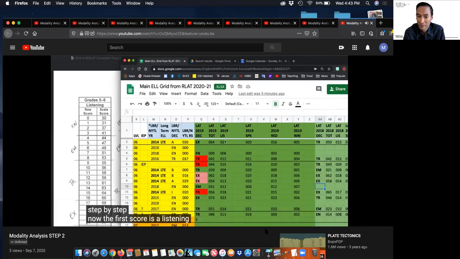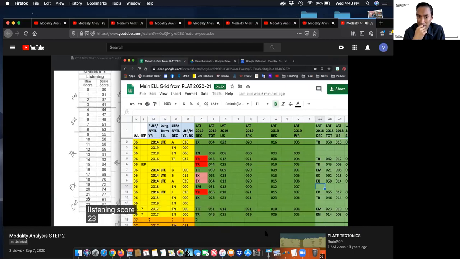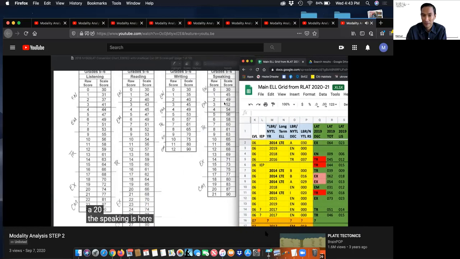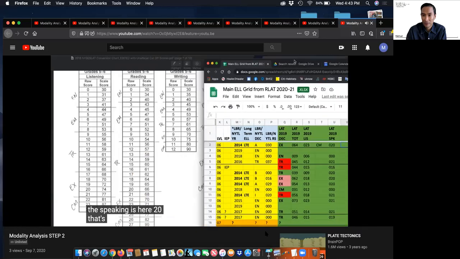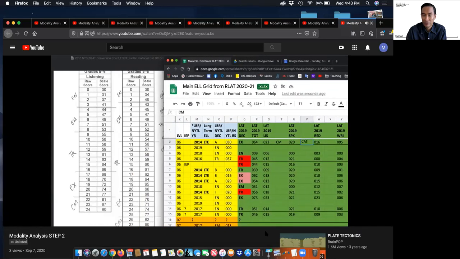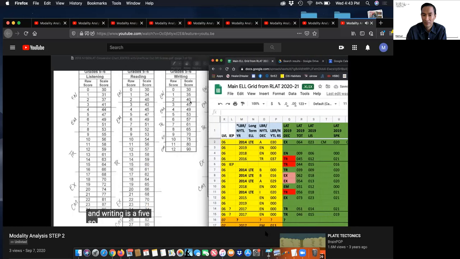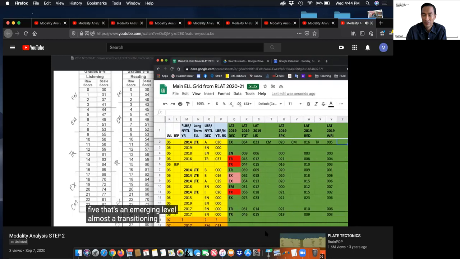Now, the first score is the listening score. The RoS score is 23, so we go over here, listening score 23, and that's commanding. So we put commanding here. And for the speaking, the student scored a 20. The speaking is here, 20, that's commanding. Next is reading, 16. That is a transitioning level. And writing is a 5. So go to writing, 5. That's an emerging level, almost a transitioning level.